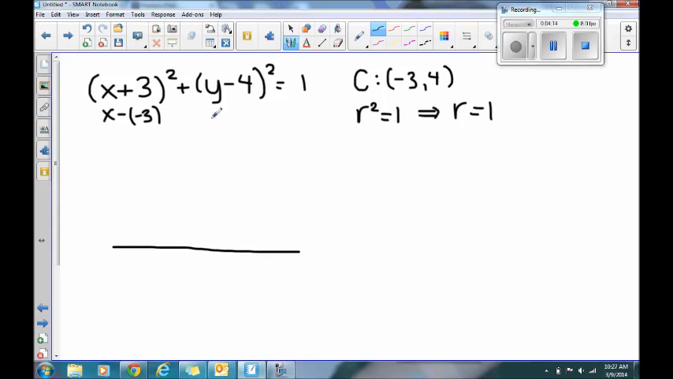When you are pulling the center from the equation, and that equation's in the center-radius form, pretty much the pattern that we follow is we're going to change the sign. The center is going to be at (negative 3, positive 4).